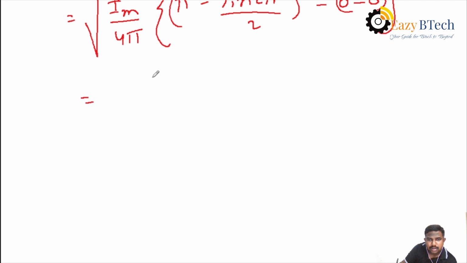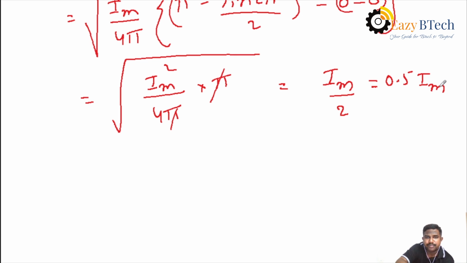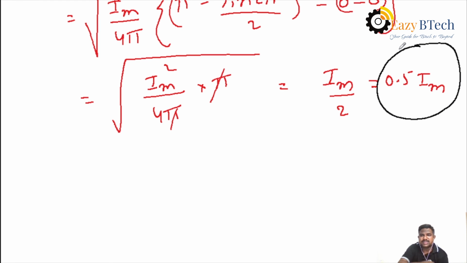Then Im square by 4 pi into pi. Then pi will be cancelled. Im square by 4. Nothing but the value is Im by 2. That is 0.5 Im. Okay, this is the RMS value of the half wave rectifier output. That is the sinusoidal having only positive peaks. Okay, the negative peaks value will be 0.